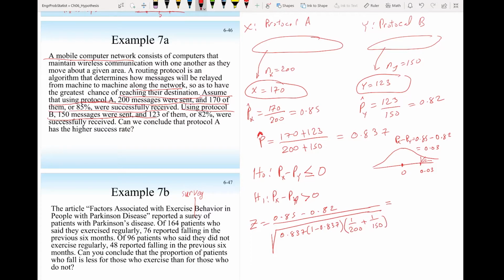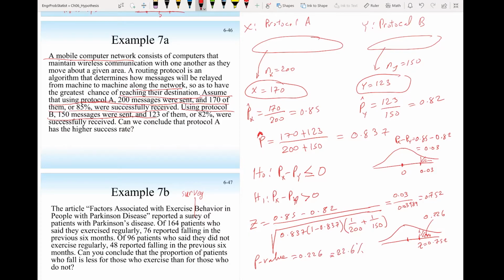So this equals 0.03 divided by 0.03989. And this came to 0.752. And I go to the z table, standard normal distribution table, and I look at z equal 0.752, which is somewhere here. And from that table, that p-value or alpha, it will come to 0.226. So p-value equals 0.226, which equals 22.6%.